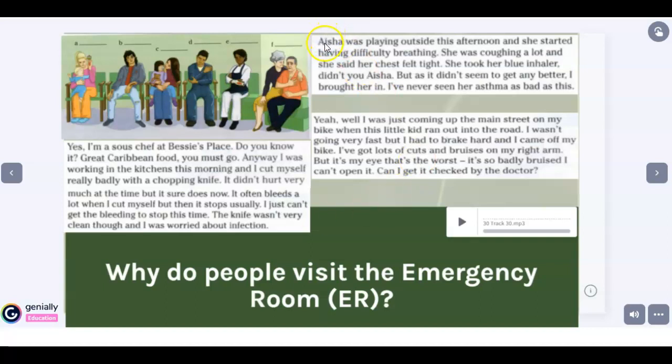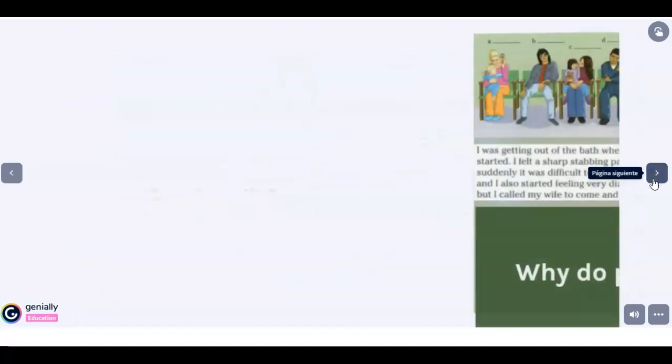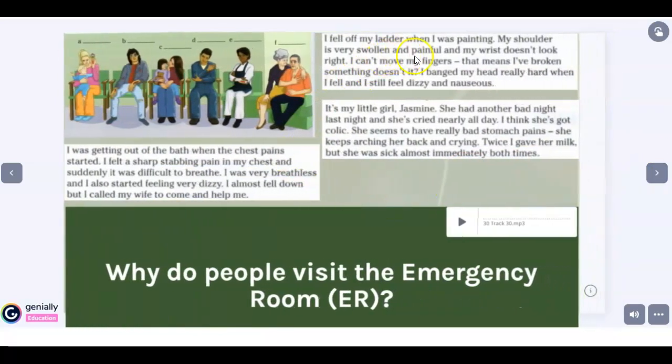So here we have, for example, asthma, coughing, asthma again. Here we have, let's see, cuts, bruises. Well, the eye, we can infer that is a black eye, as you can see here. And then in the second slide, we will have the rest of the descriptions.